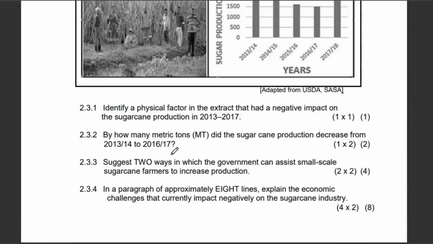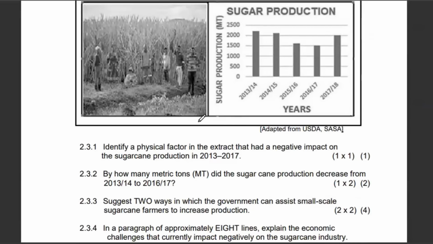By how many metric tons did the sugarcane production decrease from 2013-14 to 2016-17? If we check there, 2013-14, sugarcane production in metric tons was somewhere there. And going to 2016-17 is somewhere here, which is around 1,500.